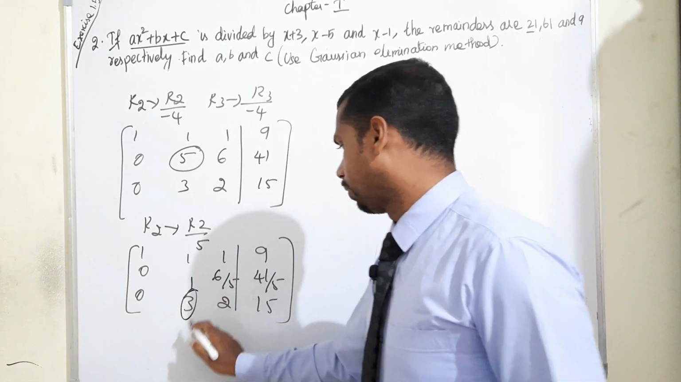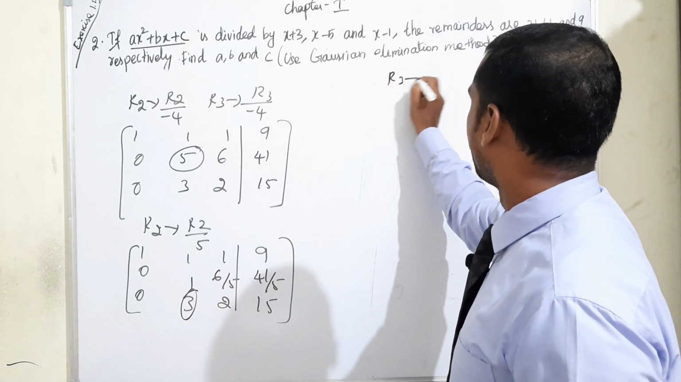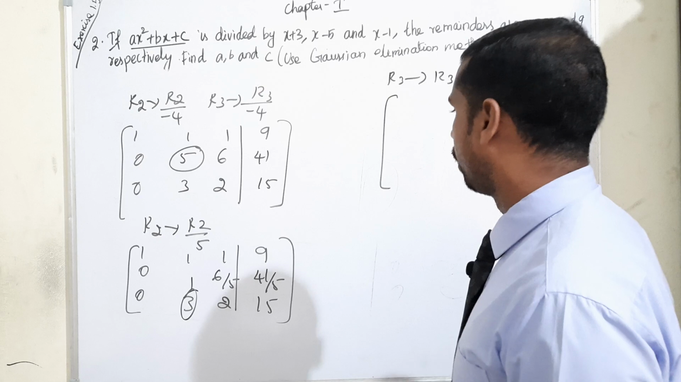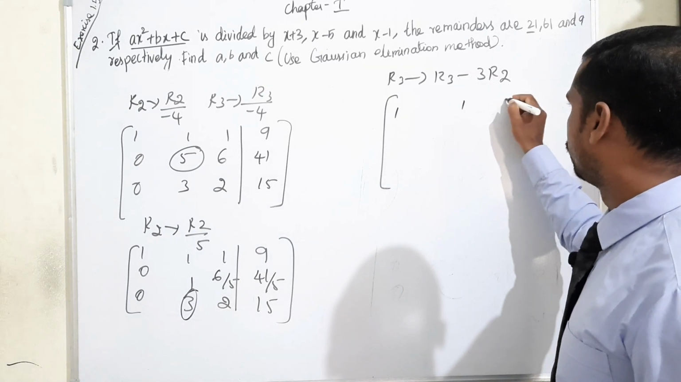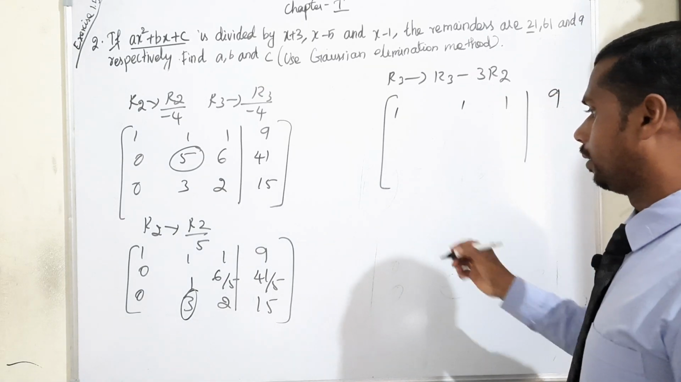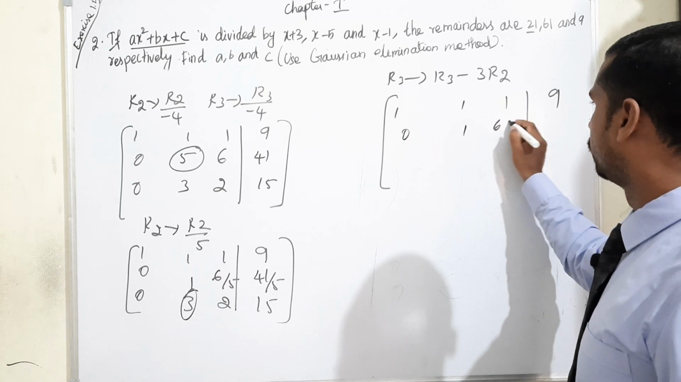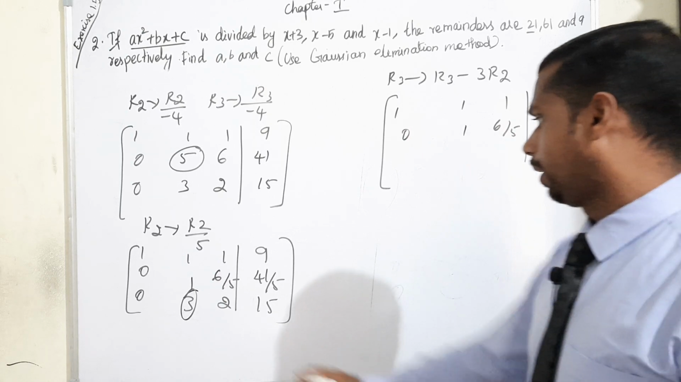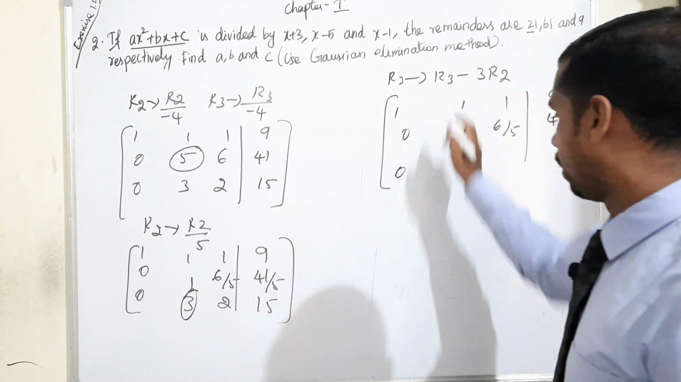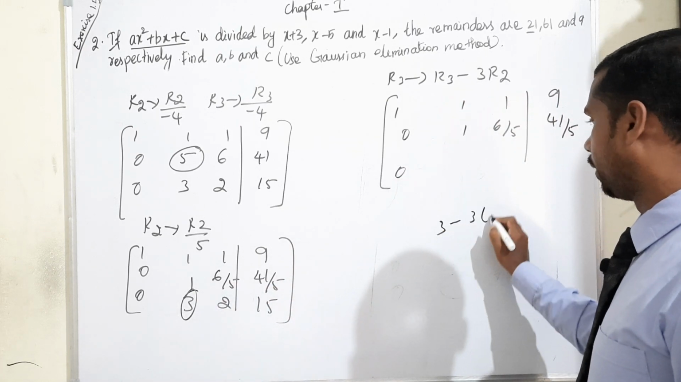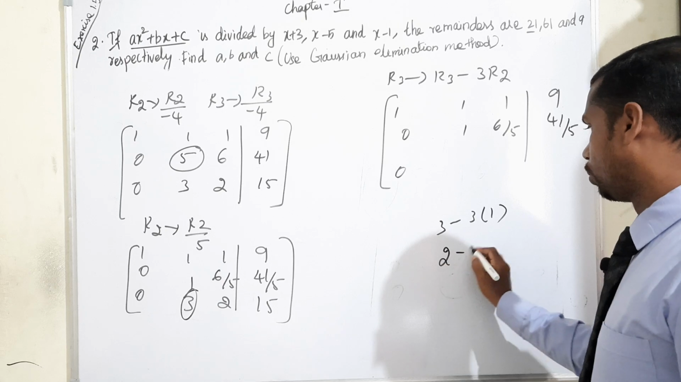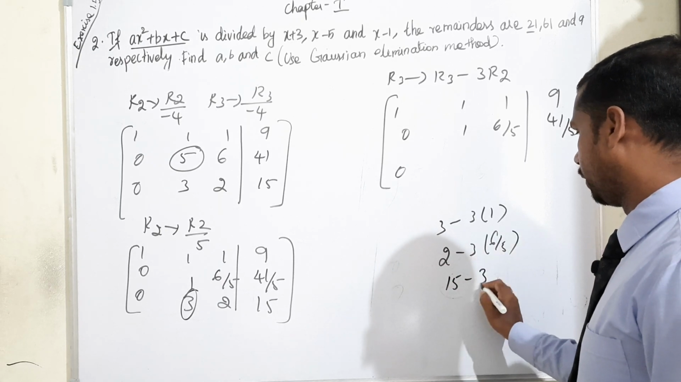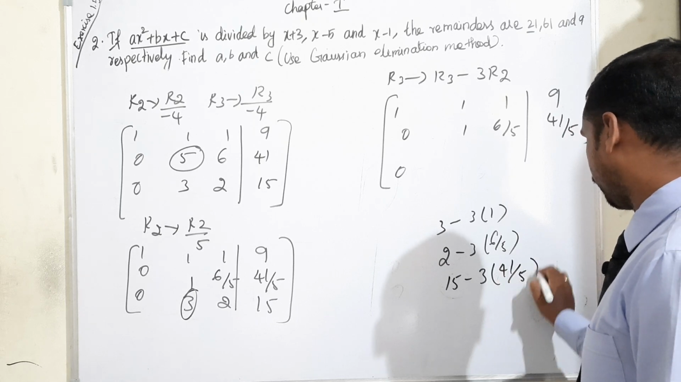So under the term we have to make 0. So R3 gives R3 minus 3 into R2. R1 and R2 as it is: 1 1 1 9, then 0 1 6 by 5 41 by 5. R3 minus: so 3 minus 3 into 1, then 2 minus 3 into 6 by 5, 15 minus 3 into 41 by 5, isn't it?